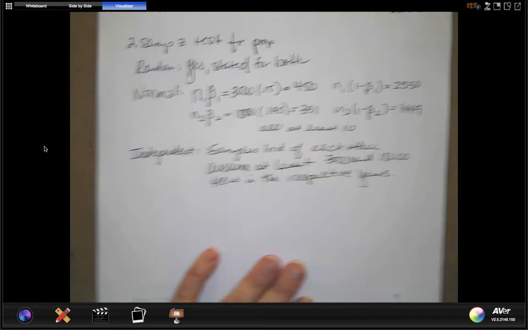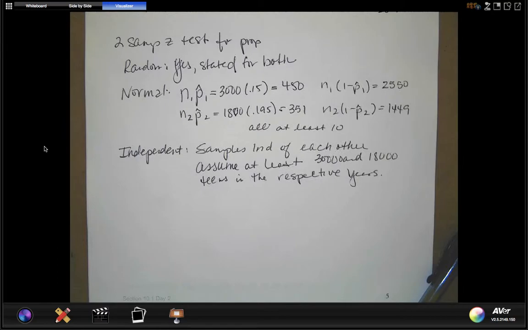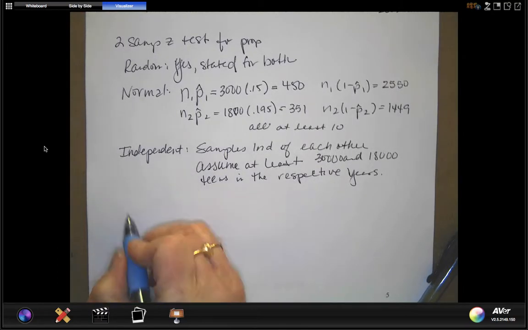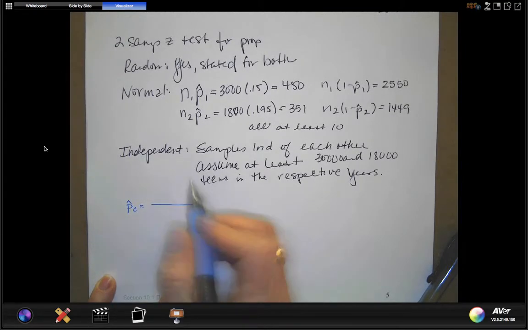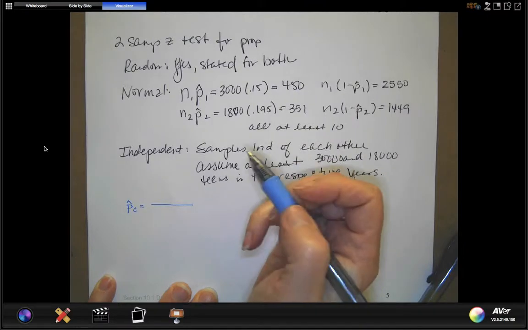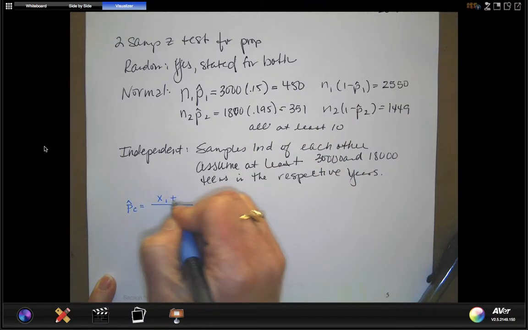All right, so again, like I said, if I were going to use the formula, here's the problem. I have to calculate that p hat c to use the formula. So if I'm using the formula, that p hat c, so I'm going to take this. So again, the p hat c is x1.